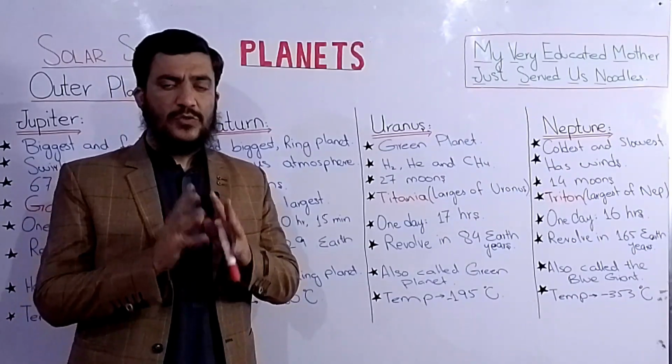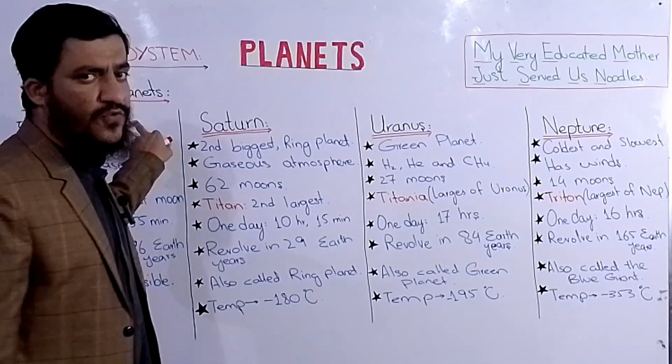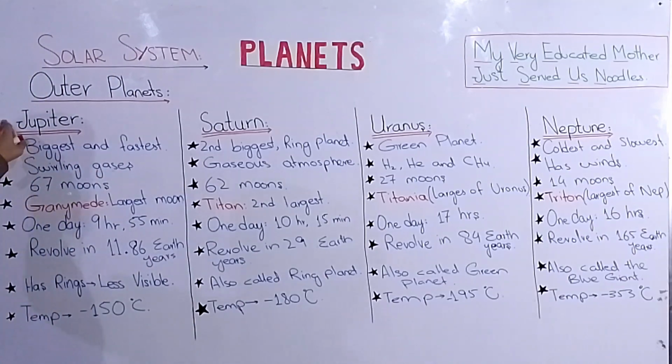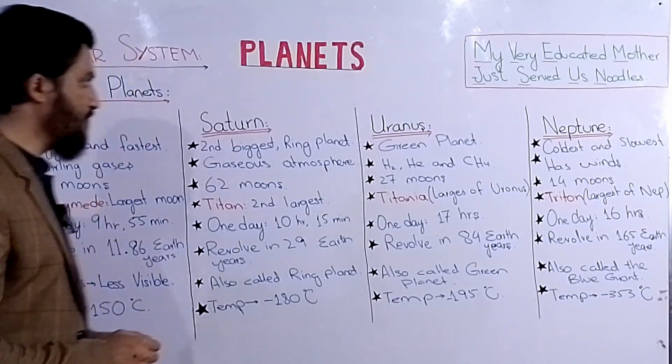So dear students, now we will look into the outer planets. They are also four in number. The first one is Jupiter, then Saturn, then Uranus, and at last the eighth one, that is Neptune.